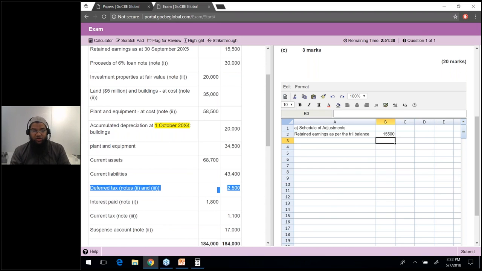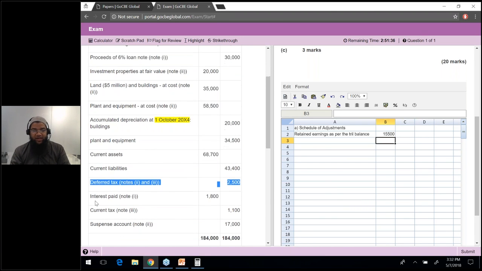And then we have some interest paid of 1,800 that would probably relate to this proceeds of 6% loan notes. The loan was of 30,000. The interest rate is 6%. So 30,000 into 6% will give us 1,800. And this is the value provided to us in the trial balance.